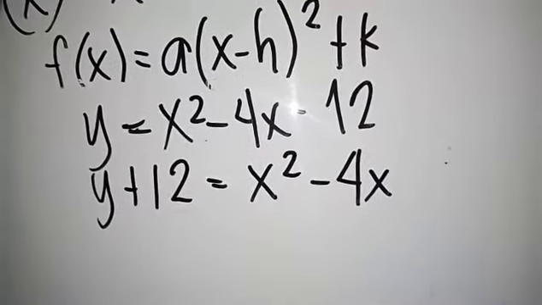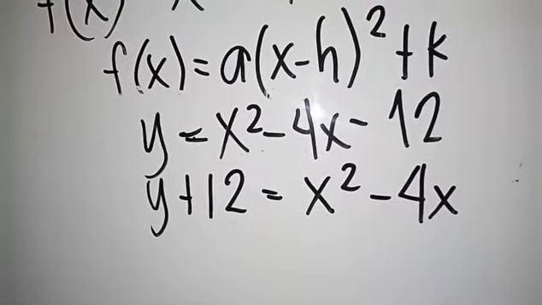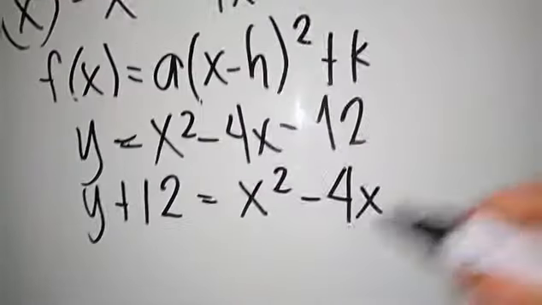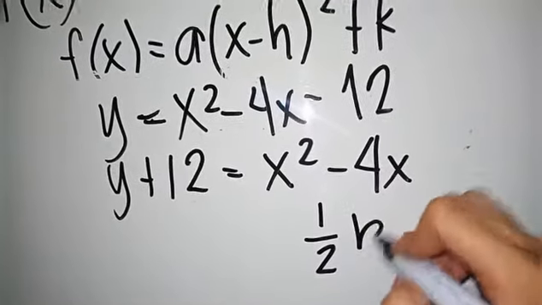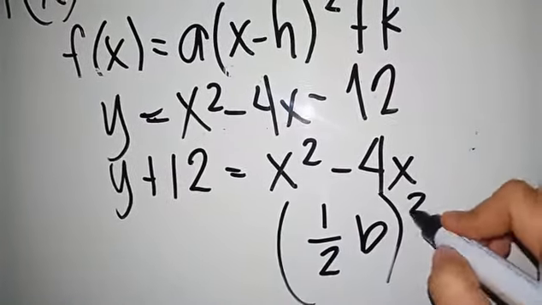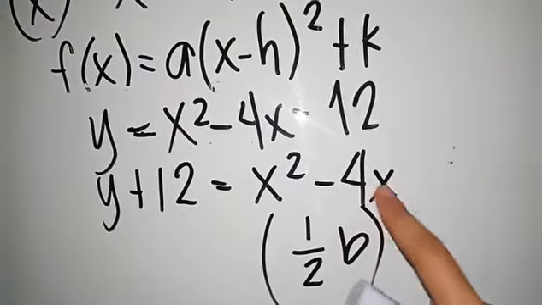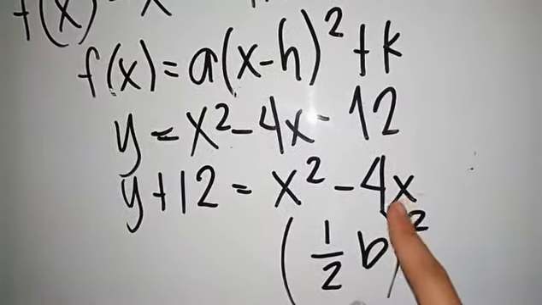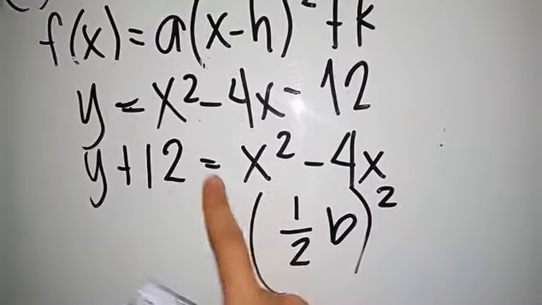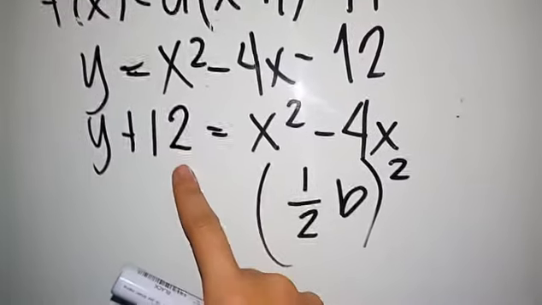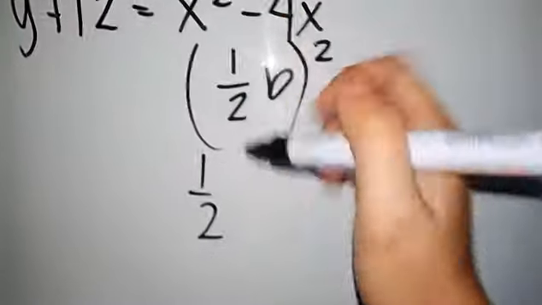Then, after that, i-apply lang natin yung ating formula for completing the square, which is we have 1/2 b, then we have square. So, yung ating b dyan ay yung ating negative 4. Okay, so tingnan natin kung ano ba yung i-add natin dito na side din. Kapag nag-add tayo dito, i-add din natin doon sa kabilang side. So, we have 1/2. Yung ating b, we have negative 4.